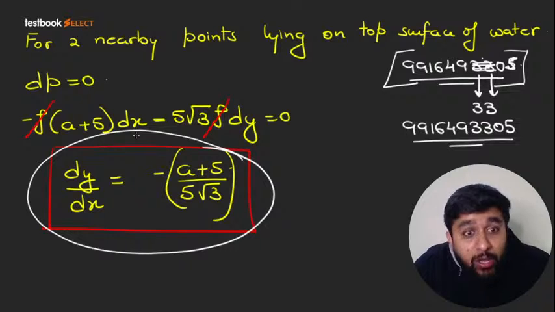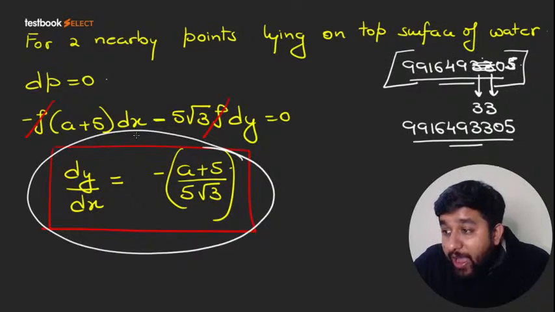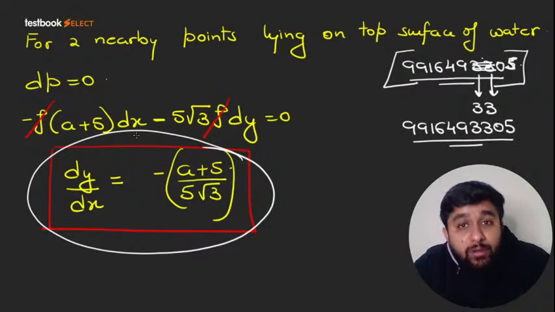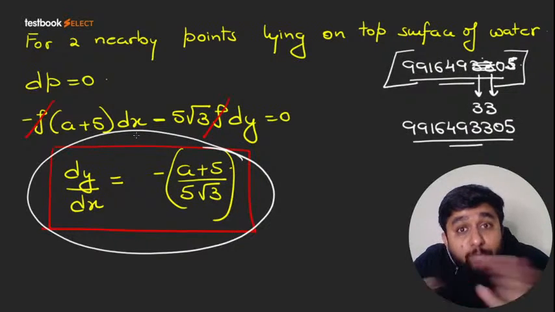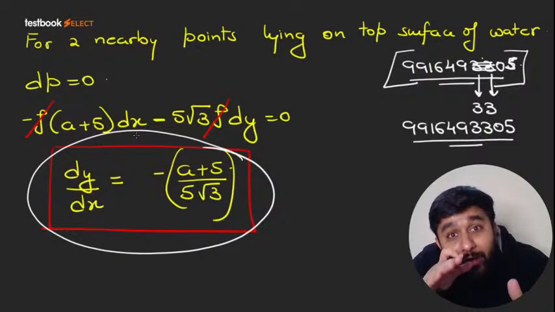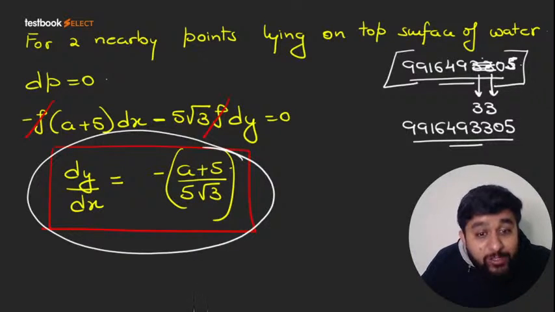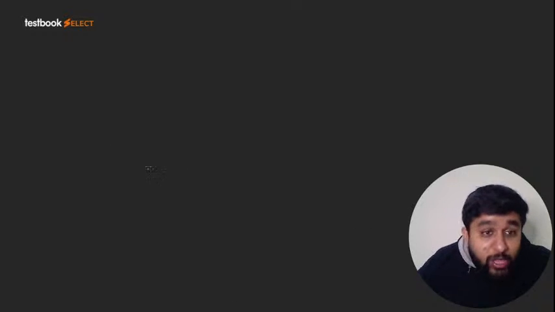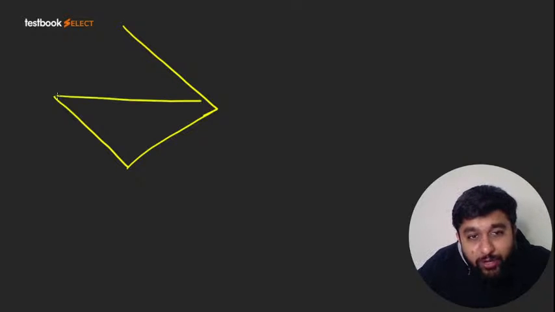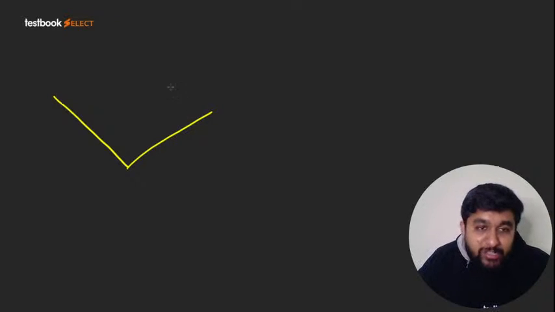So first of all, again, the slope at point x comma y, it is a constant. This means slope does not depend upon the point. So the slope of top surface of water is a constant. Therefore, top surface of water will have a straight line shape, है ना?